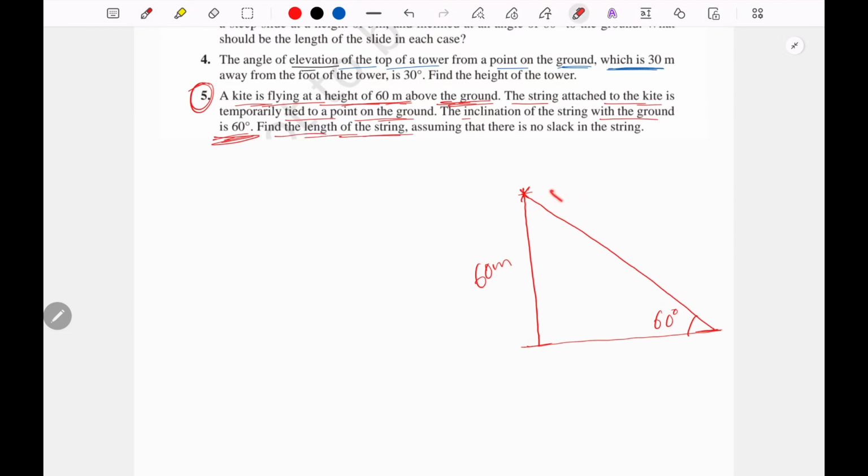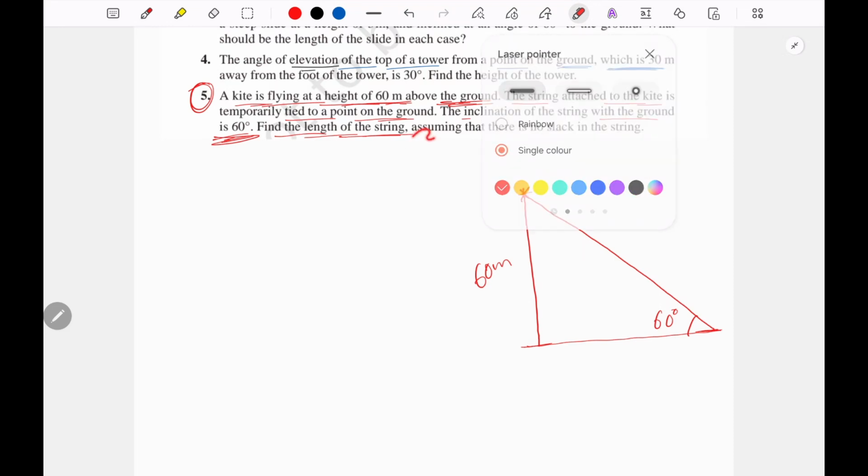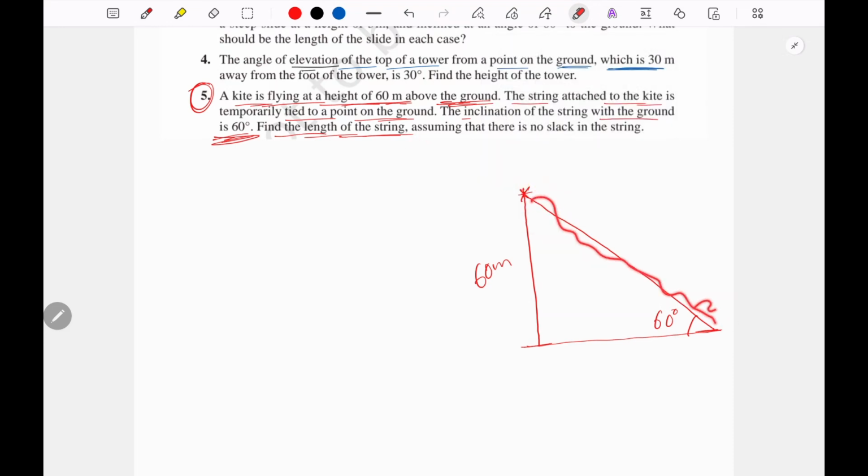Now we have to find the length of this string, assuming that there is no slack in the string. So that means we will assume that the string is not like this. It is a straight string which is tightly tied to the ground. So this is very easy.